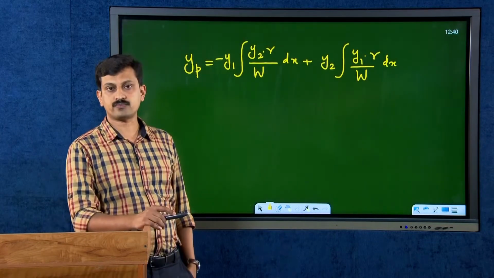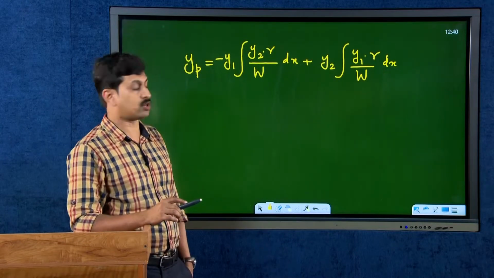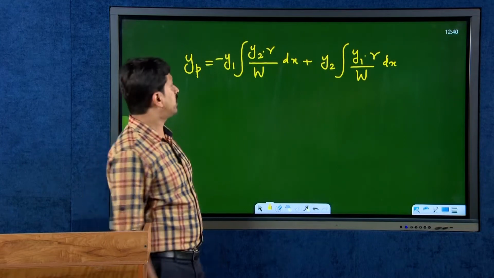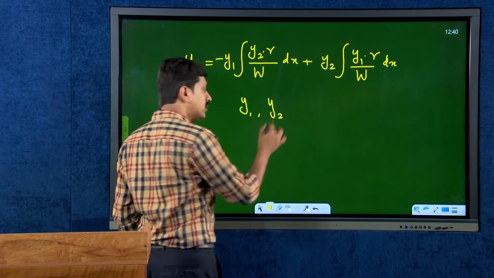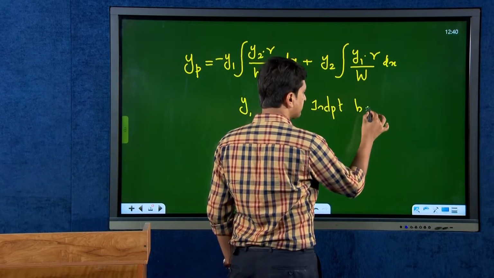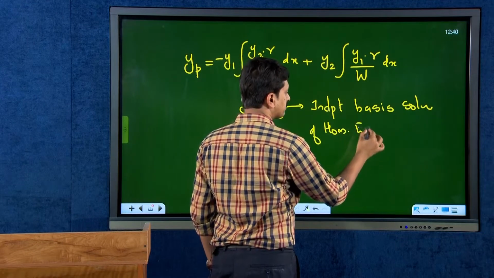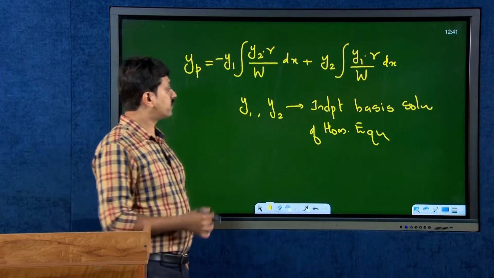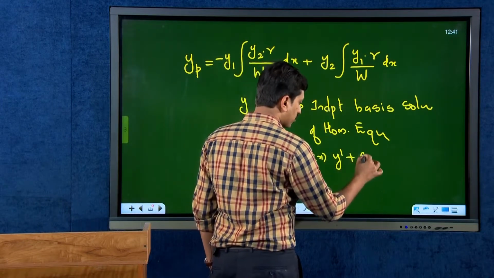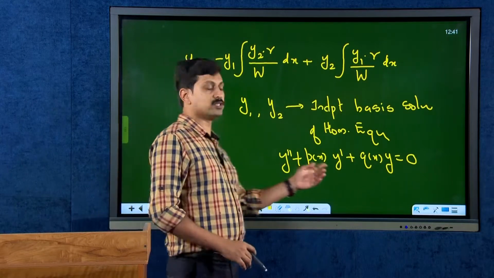formula yp is equal to minus y1 into integral of y2 into r divided by w, the Wronskian, into dx, plus y2 into integral of y1 into r divided by w dx. Here y1 and y2 are the independent basis solutions of the homogeneous equation, that is, they are the solutions of the homogeneous equation y double dash plus p of x y dash plus q of x y is equal to 0. So y1, y2 are the basis of this homogeneous equation.